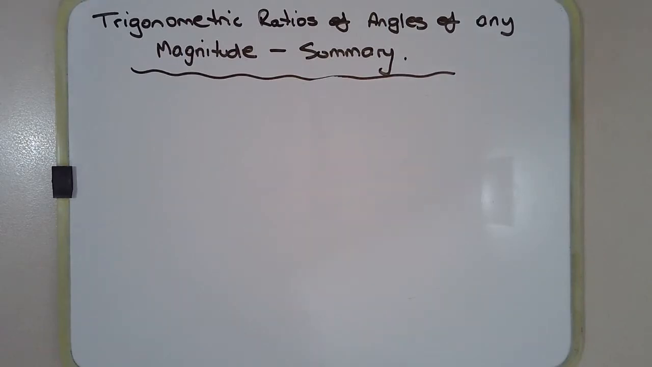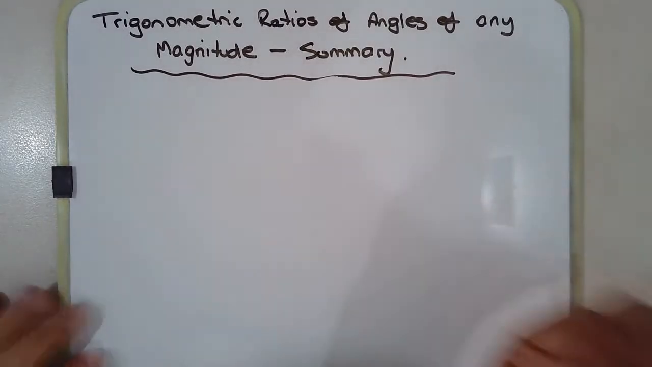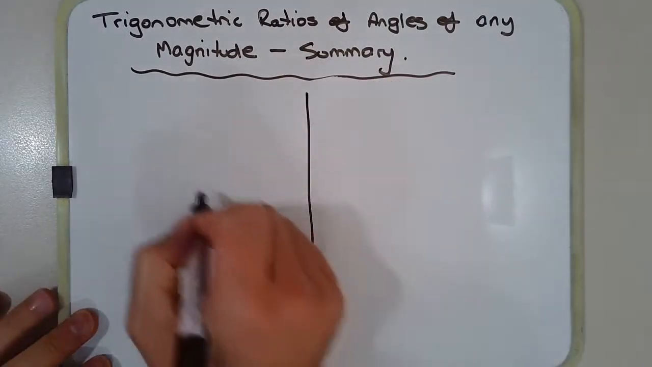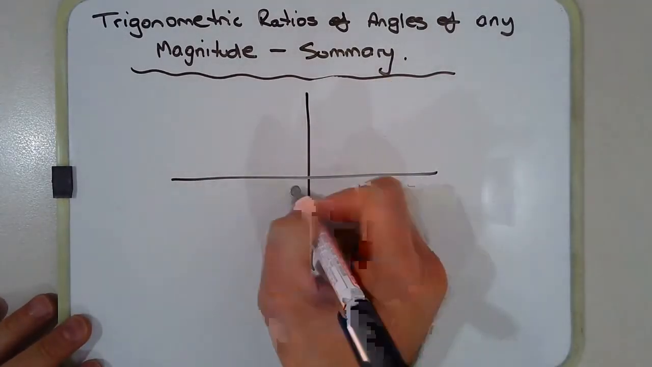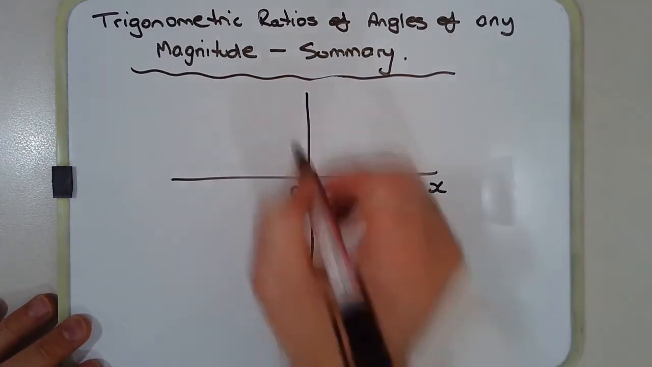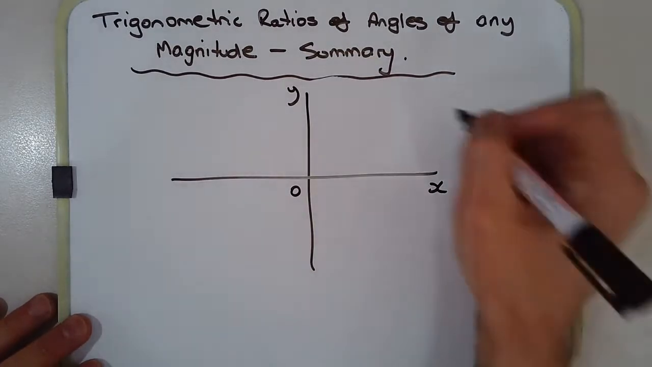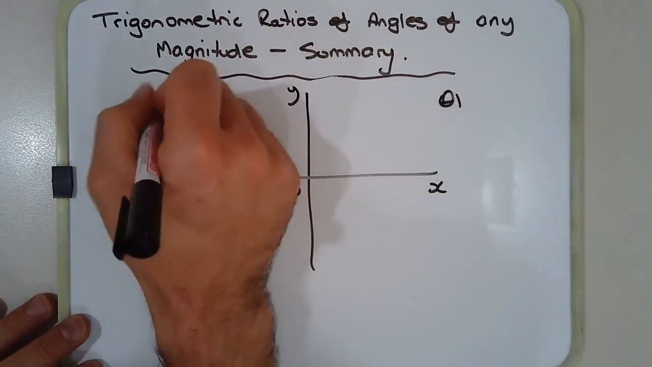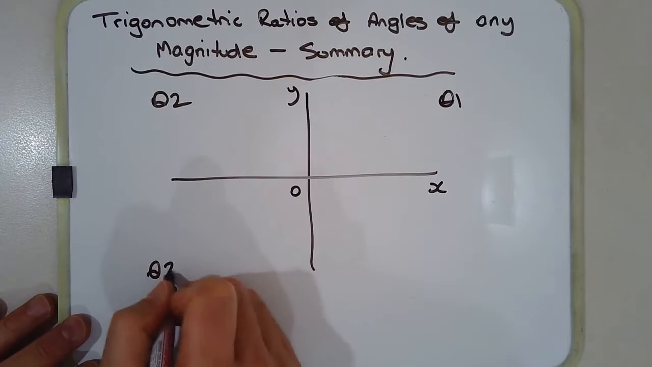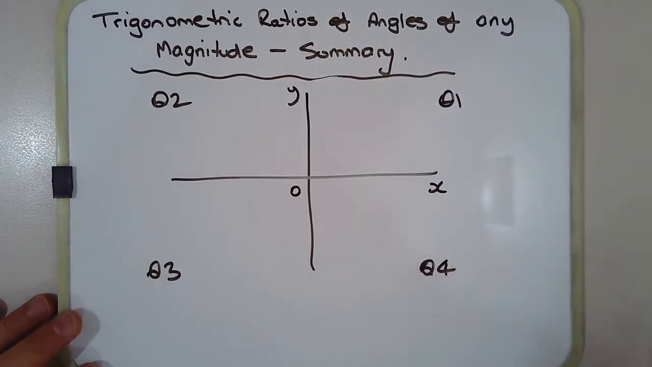Let's now summarize the trigonometric ratios of angles of any magnitude. So what I'm going to do is draw a coordinate plane freehand. There we go. There's our origin, our positive x-axis, our positive y-axis, and negative y-axis, negative x-axis there. This is quadrant 1, quadrant 2, quadrant 3, quadrant 4.